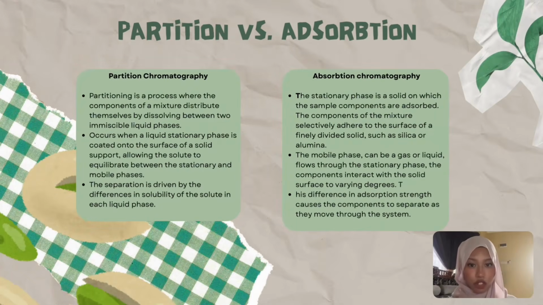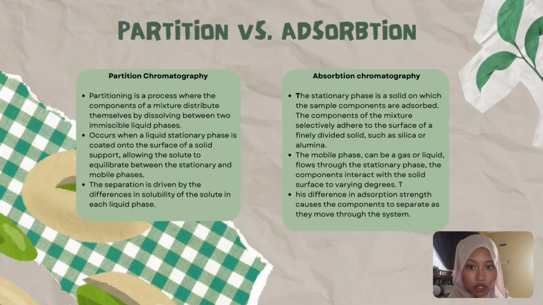Partition versus adsorption. Partition chromatography is a process where the components of a mixture distribute themselves by dissolving between two immiscible liquid phases. It occurs when a liquid stationary phase is coated onto the surface of a solid support, allowing the solute to equilibrate between the stationary and mobile phases. The separation is driven by the difference in solubility of the solute in each liquid phase.